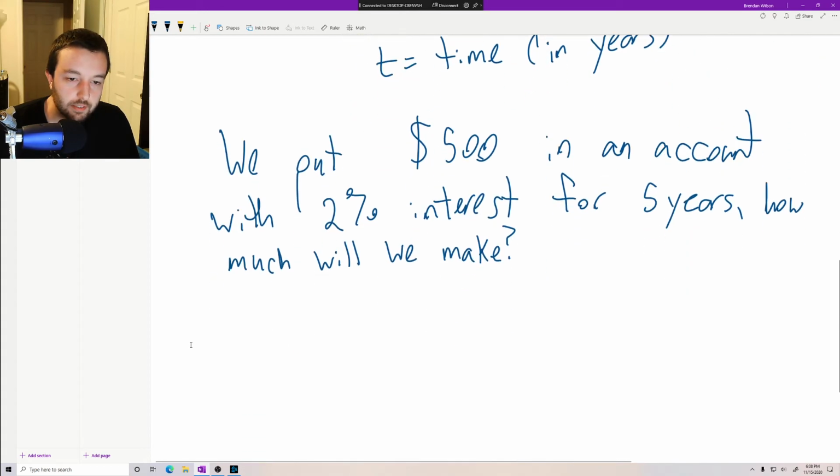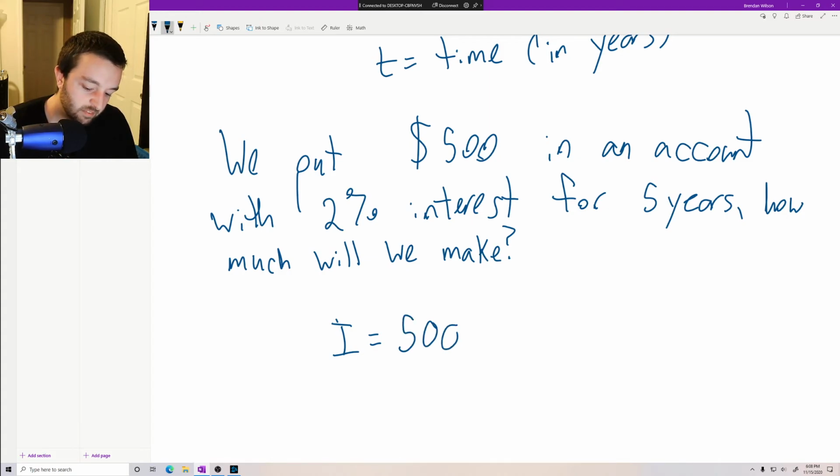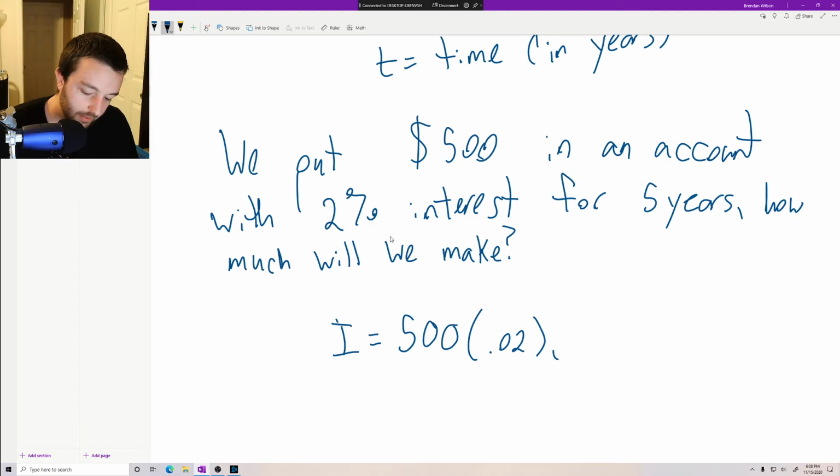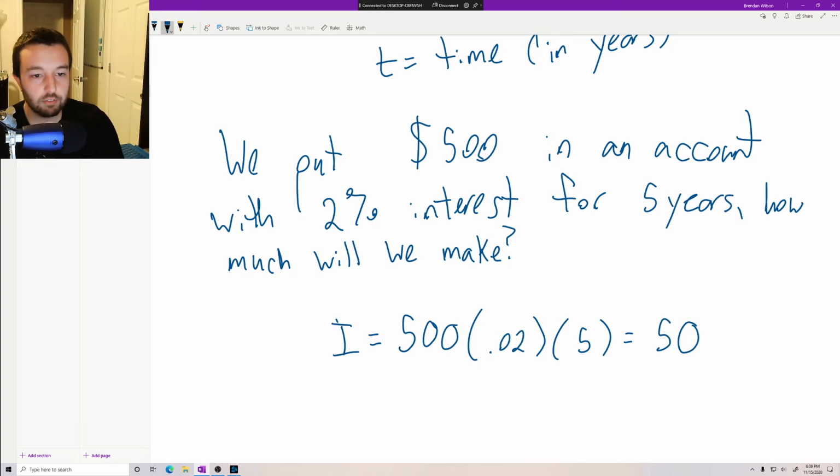Well, just based on our formula here, let's see. Our interest is equal to the initial amount, which is $500, right? That's the amount of money that we put into the account. Our rate, which is 2%, and we write it as a decimal, so 0.02. And then our time, which is 5. So we put these all together. We get 500 times 0.02 times 5, which is $50. So after 5 years, you would get an extra $50 in interest.